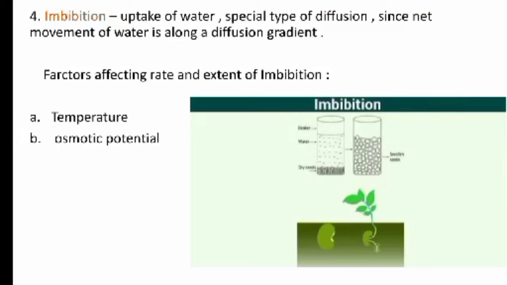And lastly, we have imbibition, the uptake of water, a special type of diffusion, since the net movement of water is along a diffusion gradient. The factors affecting the rate and extent of imbibition are temperature and osmotic potential. In other words, imbibition is a special type of diffusion where water is absorbed by solid colloids, causing an enormous increase in volume.